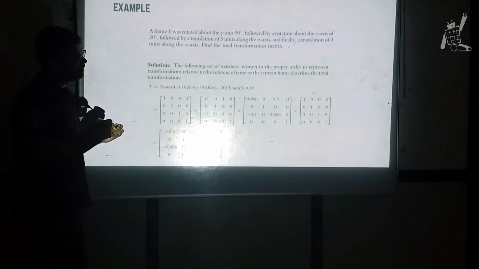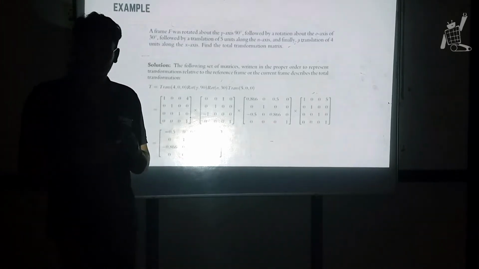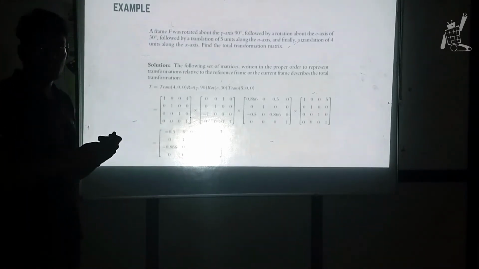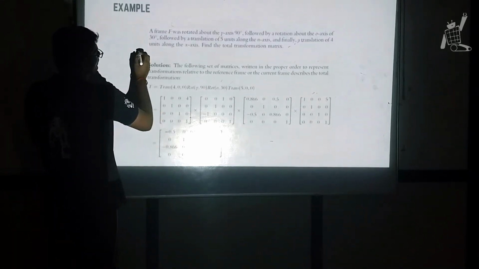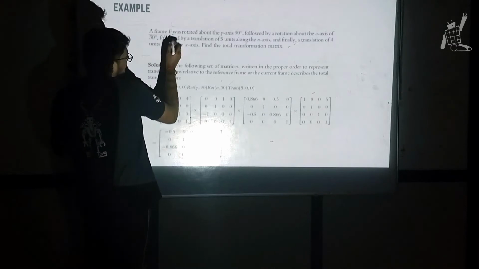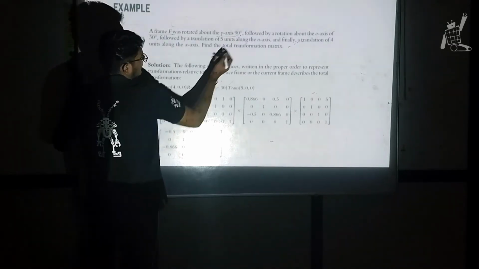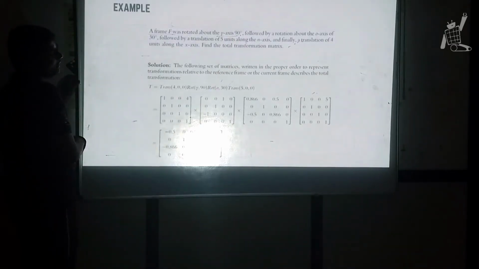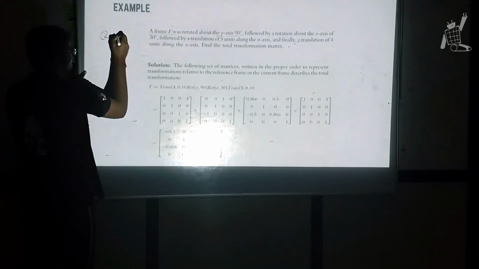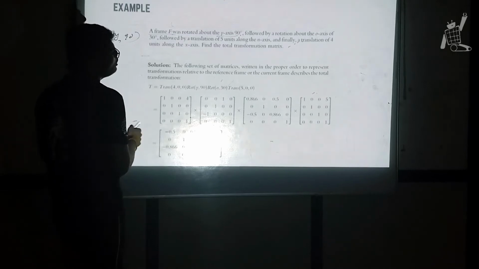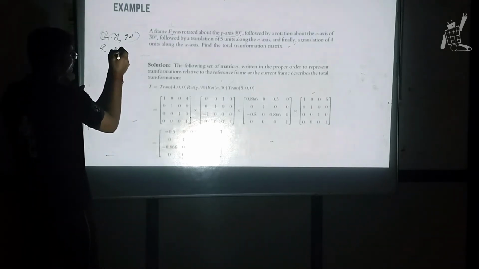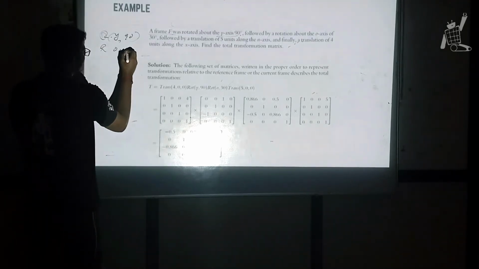Here there is no point attached to the frame. You just need to say about only the matrix. A frame F undergoes a rotation around the y axis, rotation along y axis 90 degrees, followed by rotation about the O axis, rotation about the O axis 30 degrees.